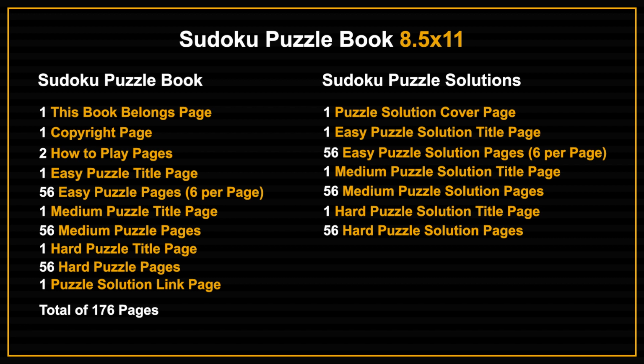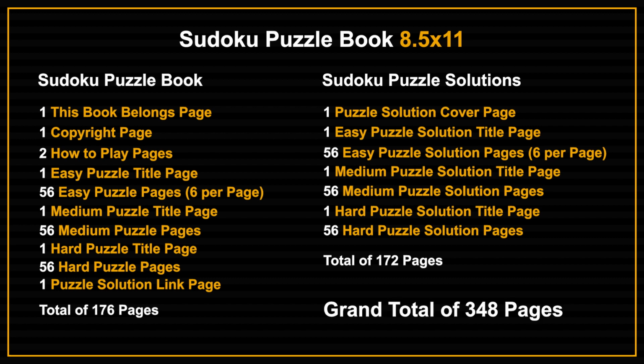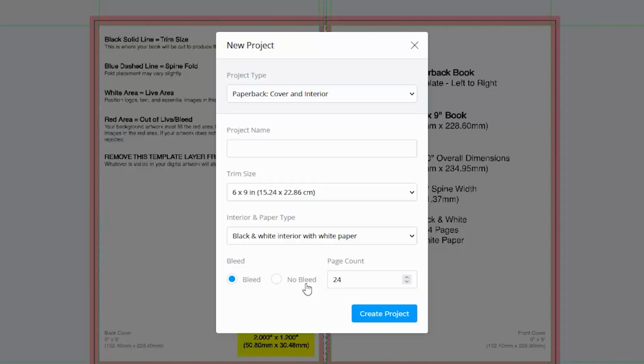This is going to add an additional 172 pages to my book interior, giving me a grand total of 348 pages in my Sudoku Puzzle Book. Now, the reason that I need to calculate all of this ahead of time is to ensure that I add enough pages to my book interior when I'm setting it up. Okay, so now that I have a pretty good idea of how I'm going to lay out this book, it's time to head over to BookBolt to start setting it up.